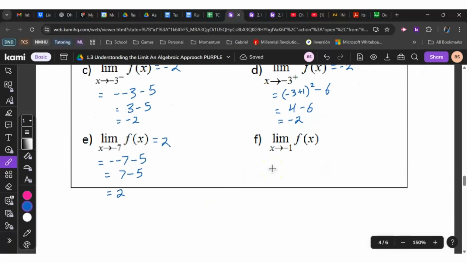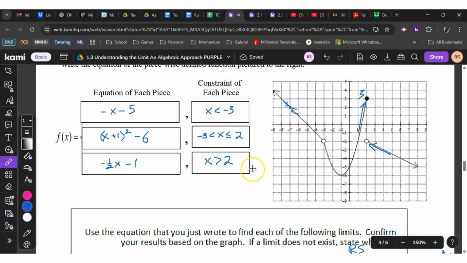Last one. Limit as x approaches -1. So again, both sides. Which one of these three is -1 going to lie in the domain of? The first one would be less than -3, so it can't be that one. Is -1 bigger than 2? No. Is -1 less than -3? No, so it has to be here, between -3 and 2. So I'm using the middle one.